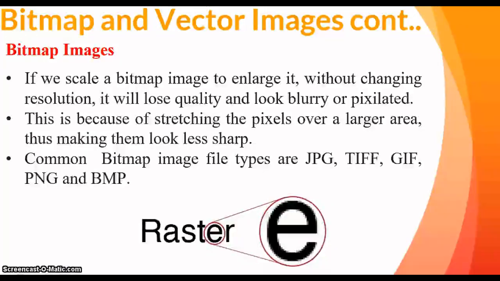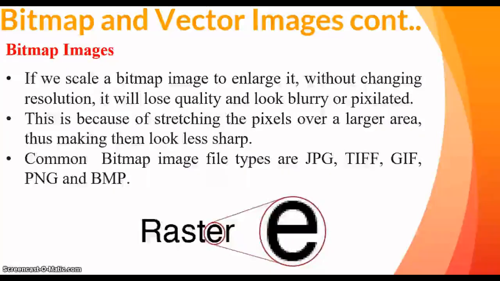If we scale a bitmap image to enlarge it without changing the resolution, it will lose quality and look blurry or pixelated. For example, in this figure, raster E is enlarged without changing the resolution. It looks blurry or pixelated. This is mainly because of stretching the pixels over a large area. This makes them look less sharp.